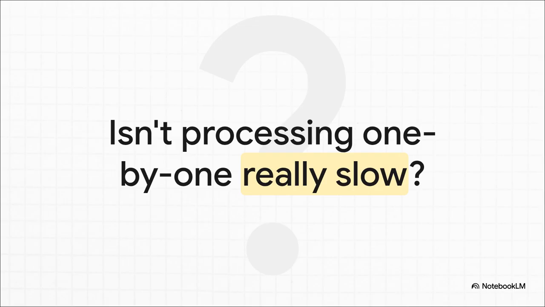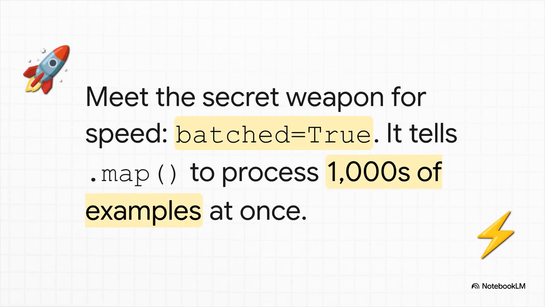But what if we didn't have to do it one by one? This right here, this is the secret weapon. By adding one single, simple argument to our .map call, batched=True, we tell the library, hey, don't send my function just one example. Send it a whole batch of examples at once, usually about 1,000 of them.